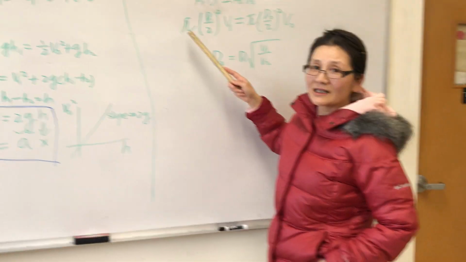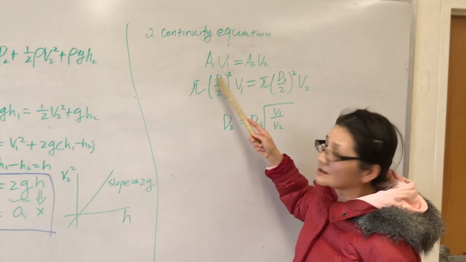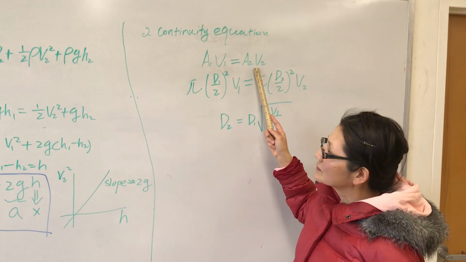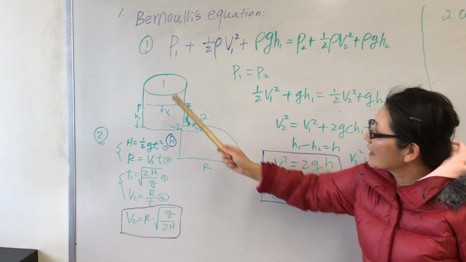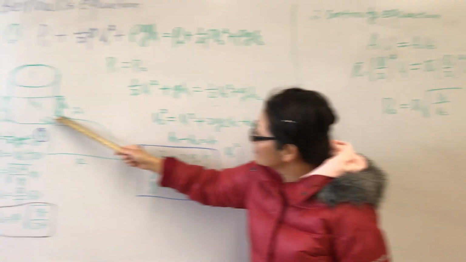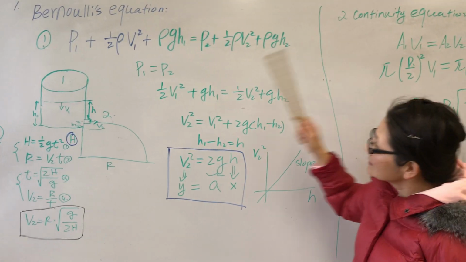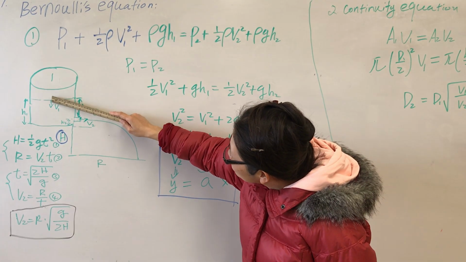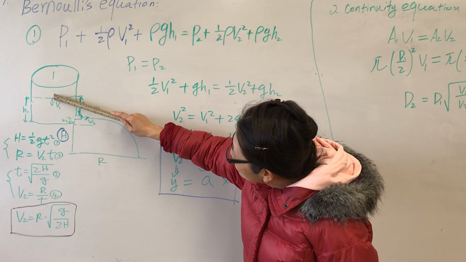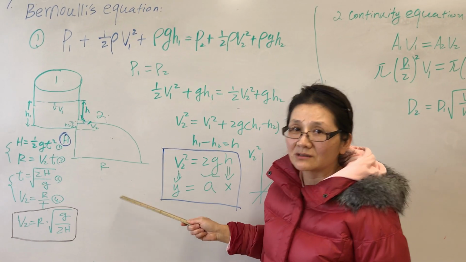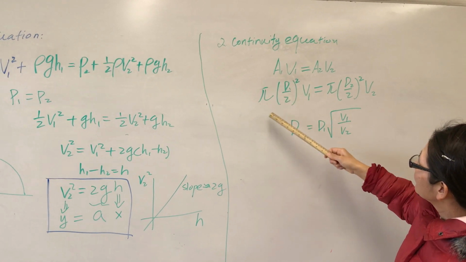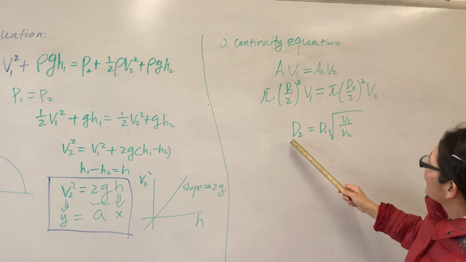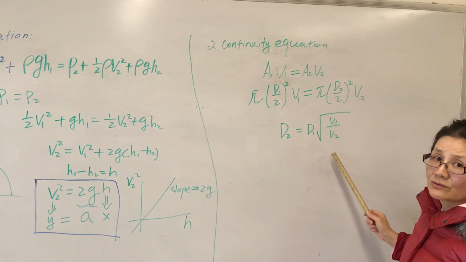So we're going to verify the continuity equation, the second law, and the continuity equation is this: A1 V1 equals A2 V2. A1 is the area of the top one, and A2 is the area of this orifice. V1 is how fast the water level is reducing in the tank, and V2 is how fast the water is shooting out. Okay, I do some math. So A changes to this, and then I got D2 equals D1 times the square root of V1 over V2.